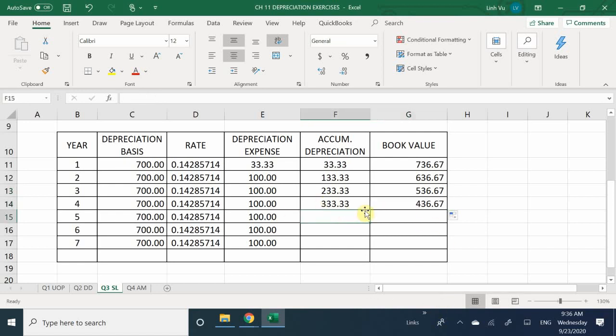436.67. All right. What's going to be my book value for year 5? 433. And my book value is going to be 336.67. Good. All right, let's keep going. What is my book value going to be for year 6? I'm sorry, my accumulated depreciation.